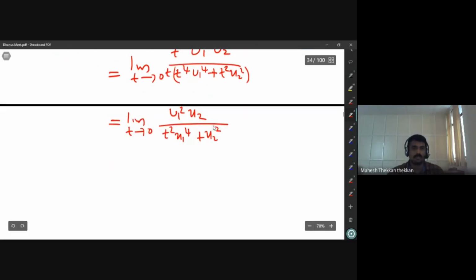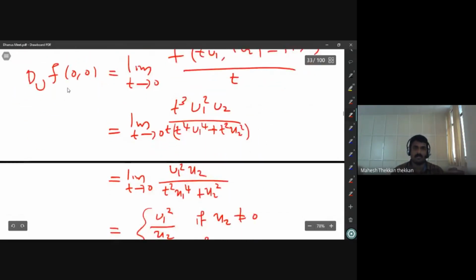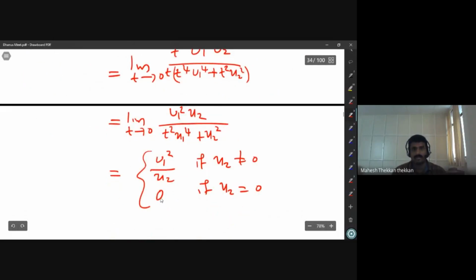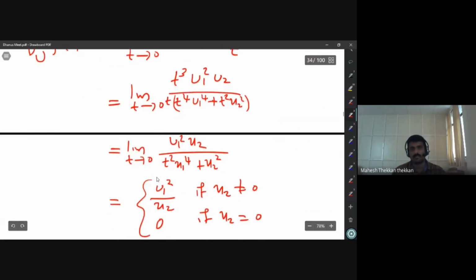So this will be equal to what? As t tends to 0, this term will go. So the remaining, I can write it like this. If u2 is not equal to 0, this will be equal to u1² by u2. If u2 is equal to 0, this total term is 0, so it will be 0. So I started with some arbitrary vector (u1, u2). If u2 is equal to 0, I get the directional derivative as 0. If u2 is not equal to 0, I get the directional derivative u1² / u2.